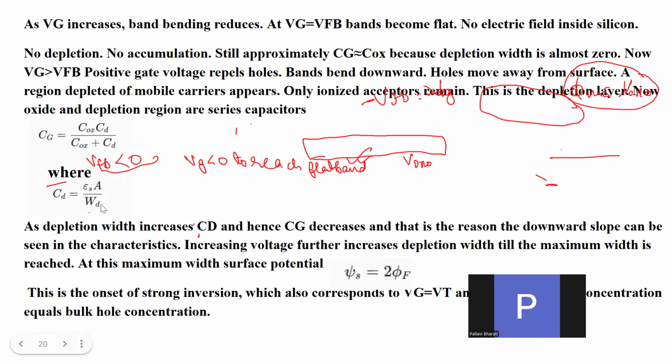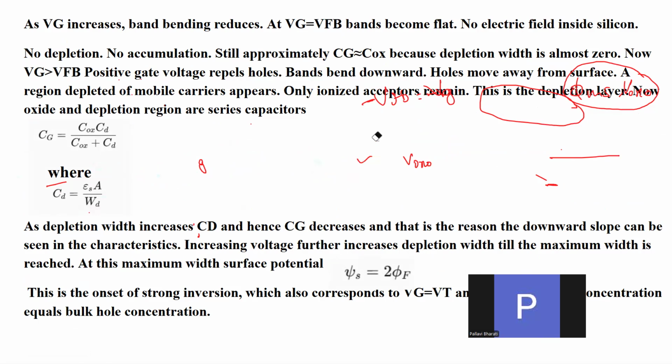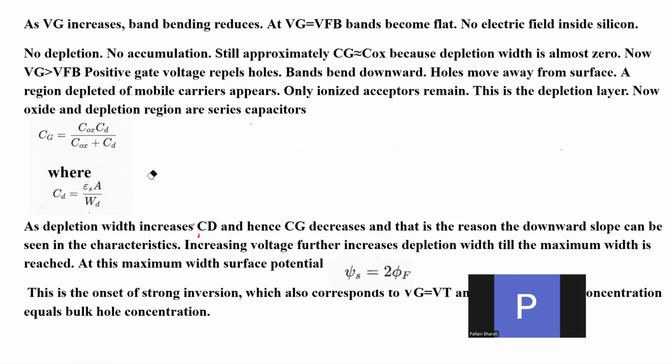Now what happens as Vg is increased? Right now your Vg was negative. First it reaches the flat band. At Vg equal to VFB, the bands become flat. No electric field is there inside the silicon. No depletion, no accumulation. Just the flat band is reached. After that, Cg is equal to Cox, because the depletion width is almost zero.